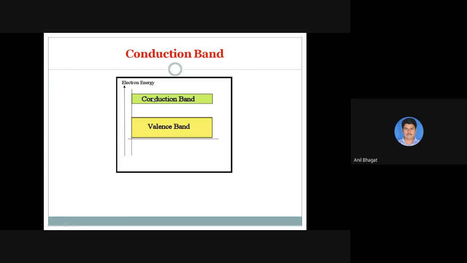So the conductor, why is the conductor good for electricity? Because there are already a number of electrons present in the conduction band, right? But in a semiconductor material there is no electron present in the conduction band.